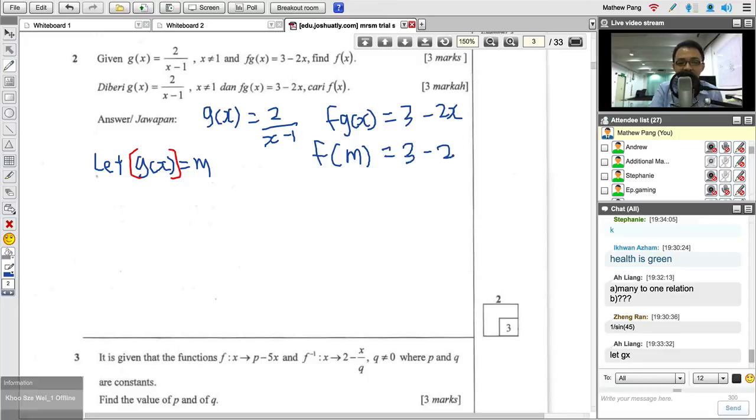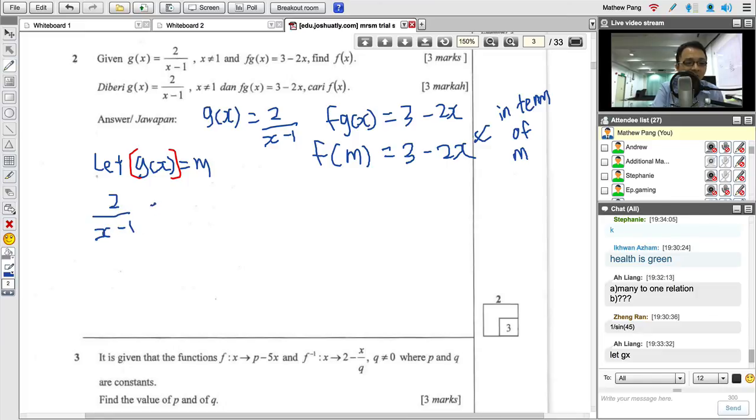So I know if I need to find f(x), the other side of the equation must be in terms of m. But this one is in terms of x. That means I need one equation with x as the subject and in terms of m. I can get that from g(x), which is 2 over x minus 1 equals m. So I make x the subject, then substitute into this equation. Then I should be able to get f(x). So 2 over m equals x minus 1, therefore x equals 2 over m plus 1.